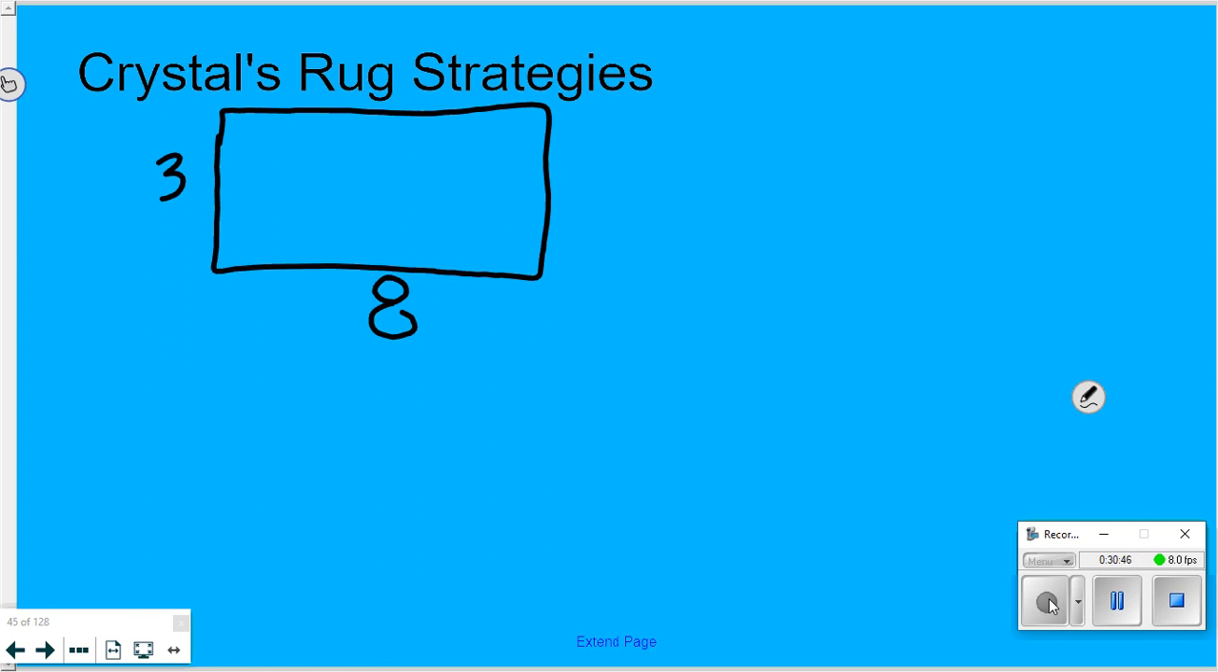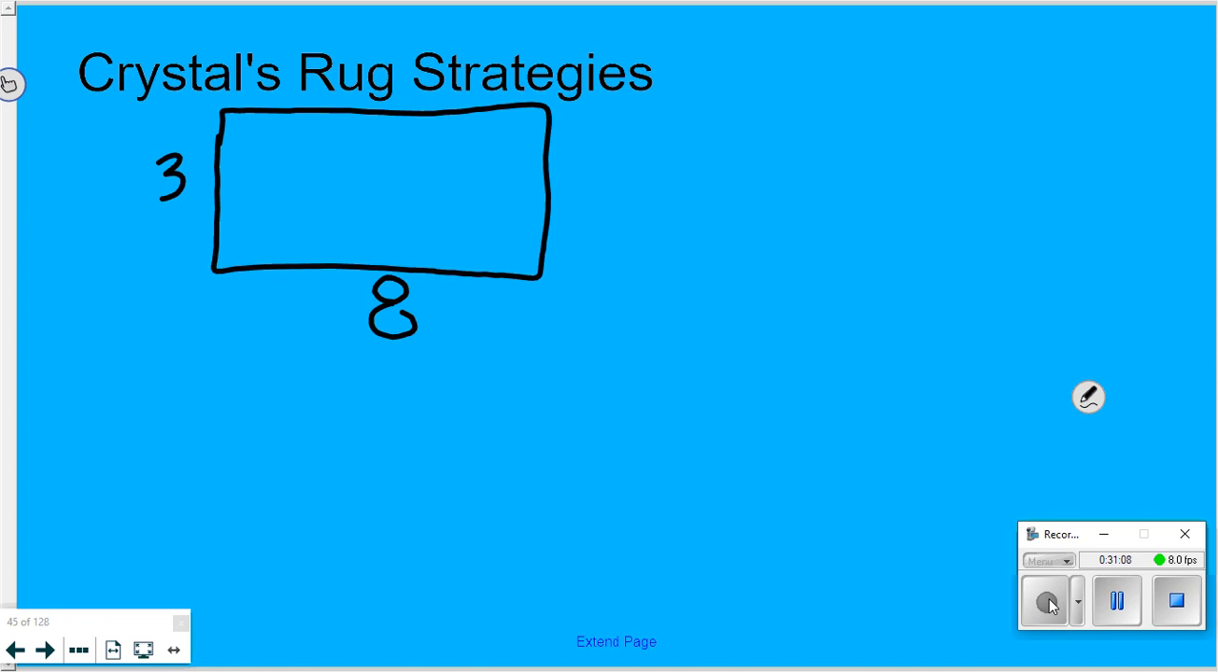Raise your hand if your group figured out that a 3 by 8 rug would work. 3 by 8 will work. It'll get you to an area of 24. There are other options. What is another option? 3 by 8 will work. That's one way.